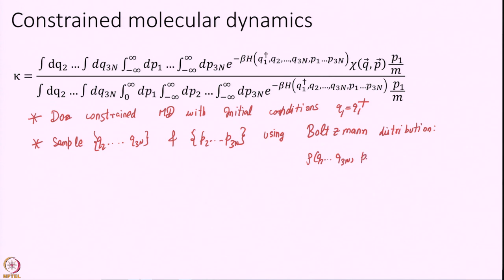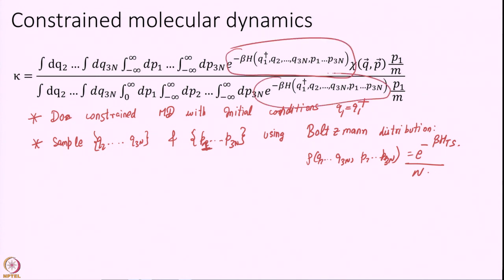q3n, p2 to p3n is equal to e to the power of minus beta H transition state. Okay. So I sample all these q2 to q3n and p2 to p3n, p1 to p3n, I am so sorry, using Boltzmann distribution, because that is what this factor I am getting here, while q1 is set at q1 dagger.